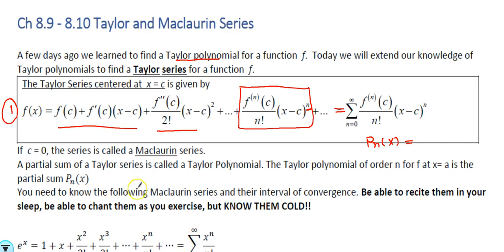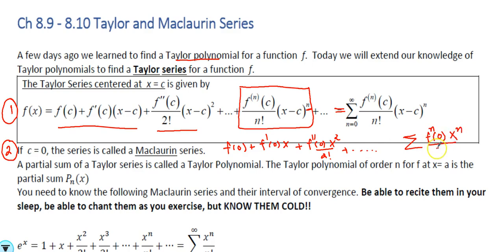If c is equal to 0, it is called a Maclaurin series. So number 2 is the Maclaurin series. I'm going to write the Maclaurin series. The Maclaurin series is f of 0, f prime of 0 x, f double prime of 0, x squared over 2 factorial. You can see, keep going. And the general term would be the nth derivative at 0, x to the n over n factorial. And yes, it starts with n equals 0 to infinity. So this is a Taylor series, a Maclaurin series.